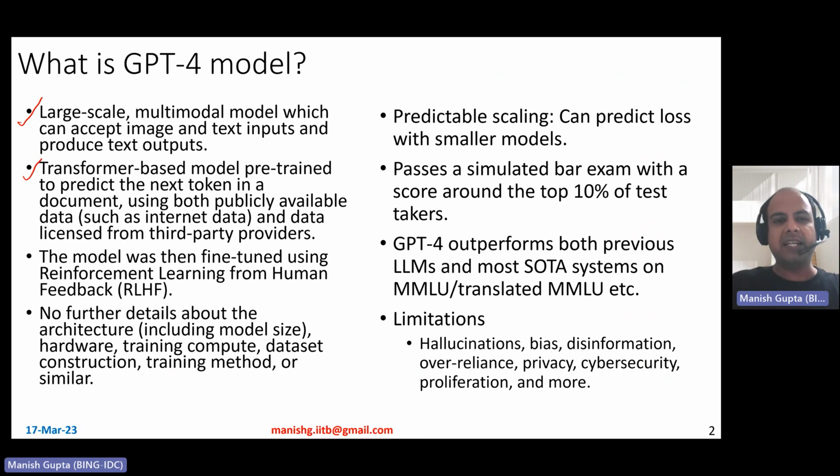It's a transformer-based model which is pre-trained to predict the next token in a document using both publicly available data as well as some data which is licensed from third-party providers to OpenAI. So from a training perspective, it is pretty much similar to the previous GPT models, but from an input perspective, it can actually take images as well.